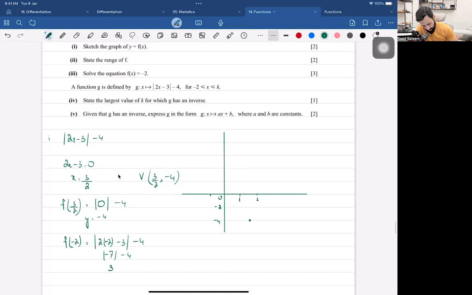So if I plug in minus 2, which will be approximately somewhere over here, this is minus 1, this is minus 2, what do we get? We get 3. So let's see where 3 will be. 3 will be somewhere over here. So this is what it looks like.